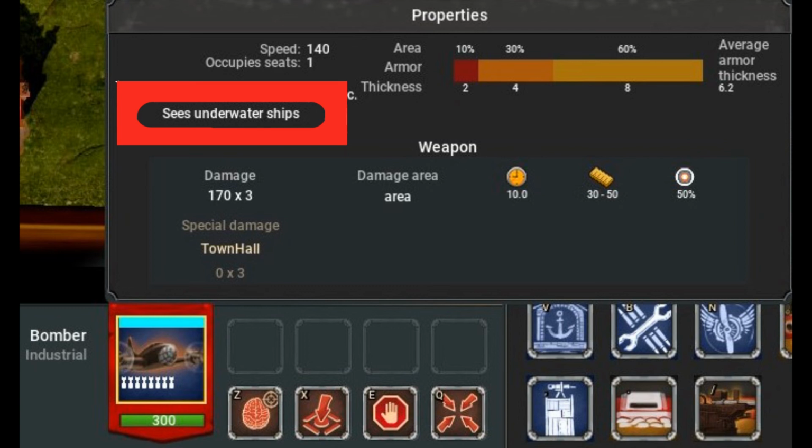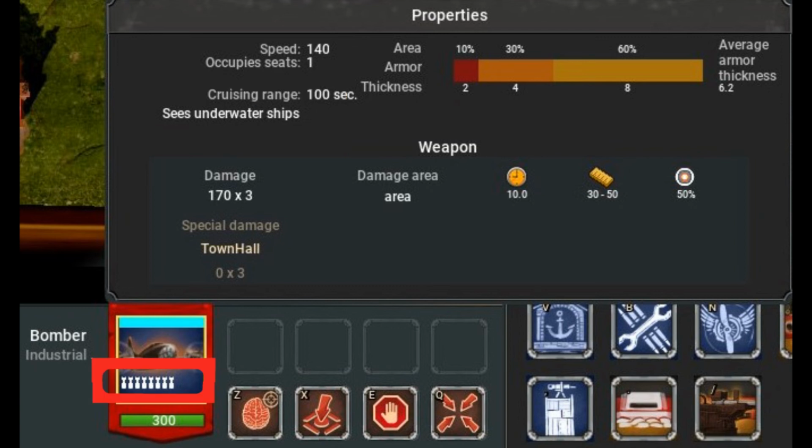Last thing for the bomber is its amount of bombs or payload. This shows the amount of bombs left to be dropped. To get more, the bomber will have to go back to an airfield to restock.